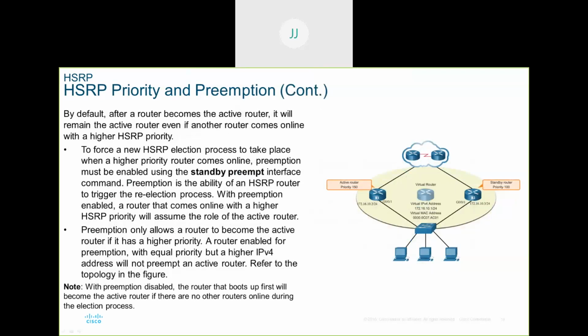By default, after a router is elected as active, it will remain the active router even if another router comes online with a higher priority. In order to overcome this, you must use the standby preempt interface command on the router with the higher priority. This will allow that router to trigger the re-election process and assume the role of the active router.